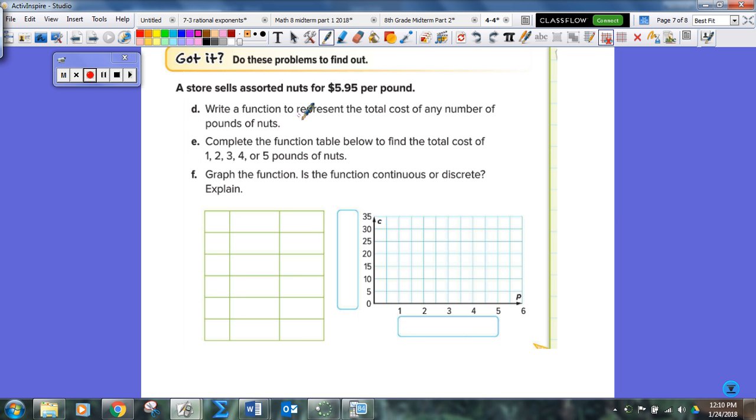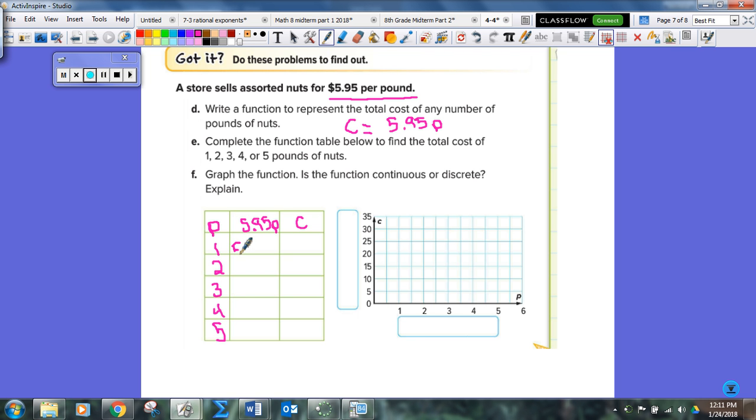So it says, write a function to represent the total cost of any number of pounds of nuts. Well, each pound of nuts is $5.95 per pound. So my cost is $5.95p. Complete the function table for the total cost of 1, 2, 3, 4, 5. So this is p, this is $5.95p. C, 1, 2, 3, 4, 5.